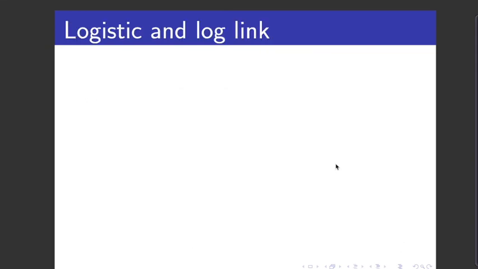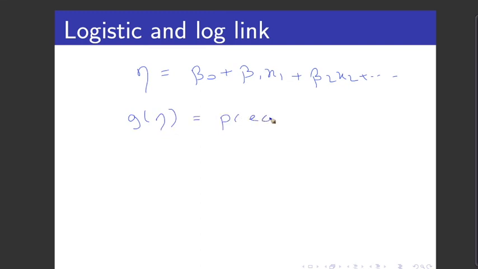So where does this leave us? Well, instead of the good old linear regression, where we just directly predicted what we want to predict, we now have a model which has two stages. Number one, a linear predictor, which is beta 0 plus beta 1 x1 plus beta 2 x2, and so on and so forth. Number two, we have a function called the link function, which we use to transform our linear predictor into our prediction. And this function, g of eta, is called the link function.